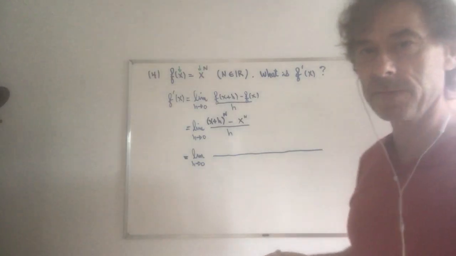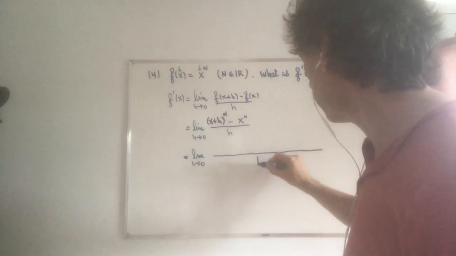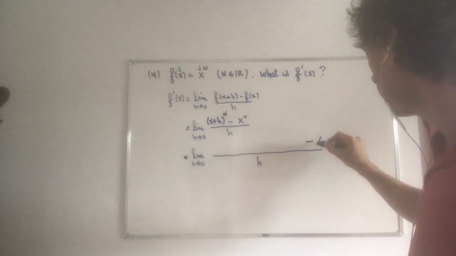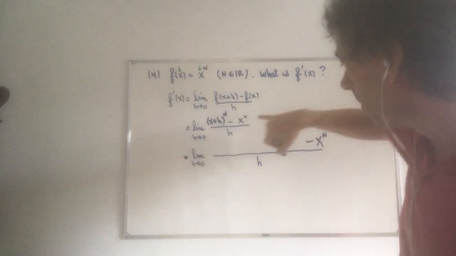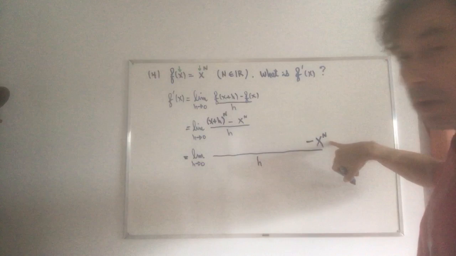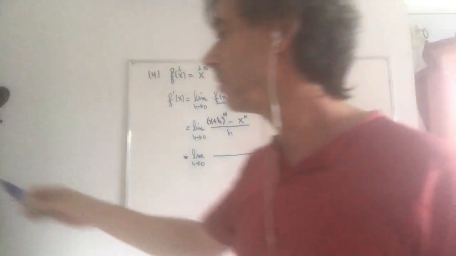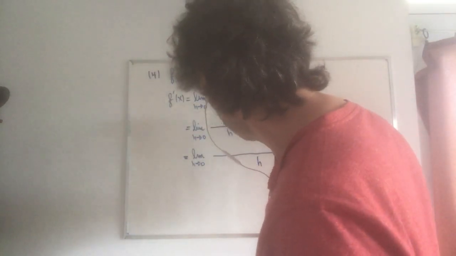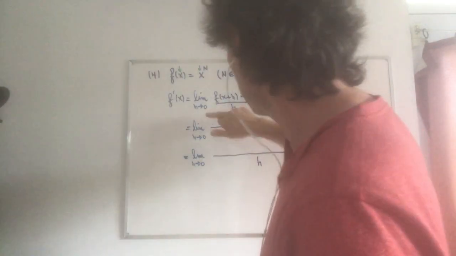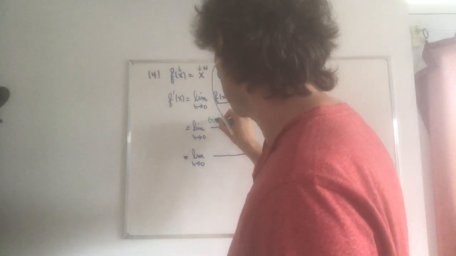And we're going to get a bunch of terms. It's all going to be over h, and of course, it's all going to be in the end minus x to the n, so I put it right there at the end of the line. So now I want to expand this. First of all, I'm going to give it another color since it stands out of the expression. So this is x plus h to the n.